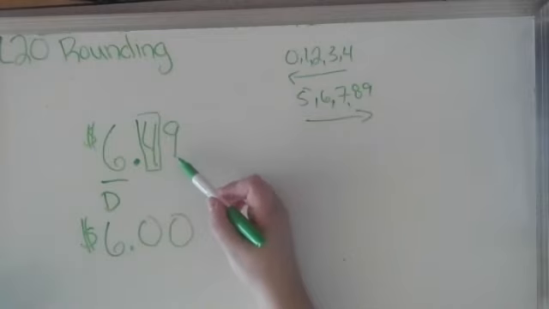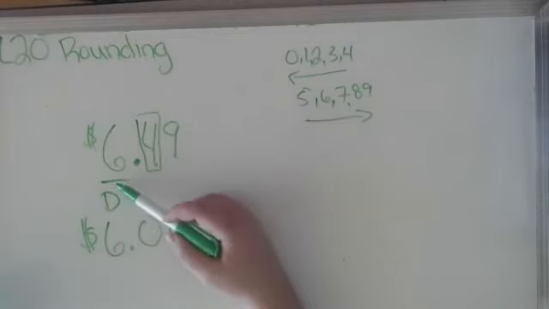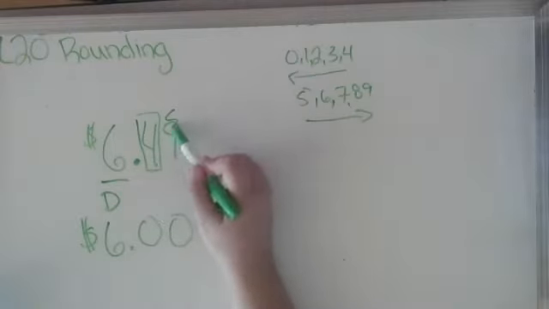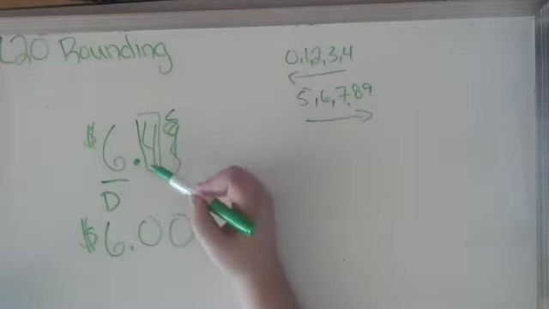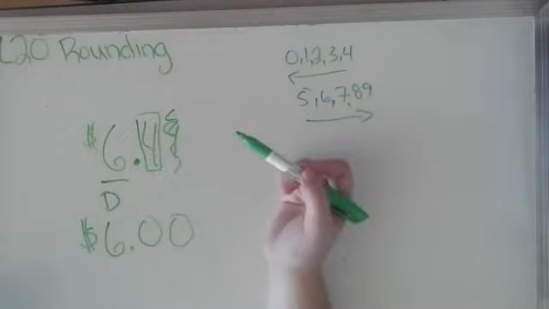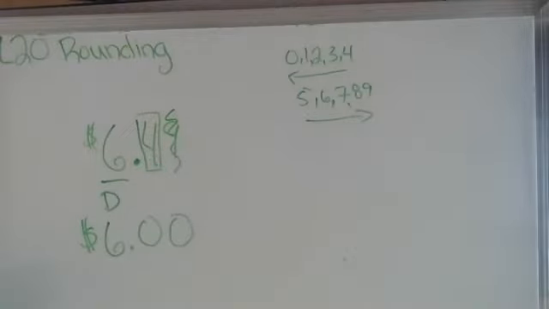Yes, the 9 tells us to go up, but we're not looking at the 9 because we're rounding to the nearest dollar, which means the 9 doesn't matter. We are only looking at this 4. So remember, whatever one you are rounding, whether it be to dollar, to the nearest 10, to the nearest hundreds, or so on, you are looking at the next number over on the right-hand side of it. That tells you whether to round up or down. That is lesson 20 for Saxon 4, rounding.